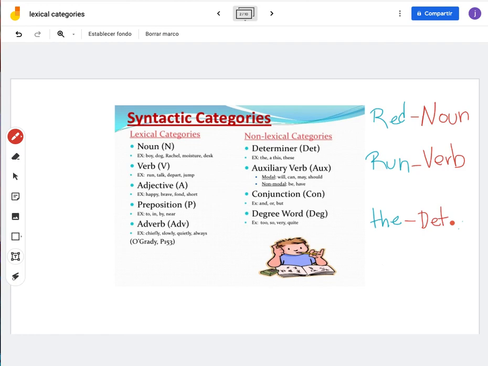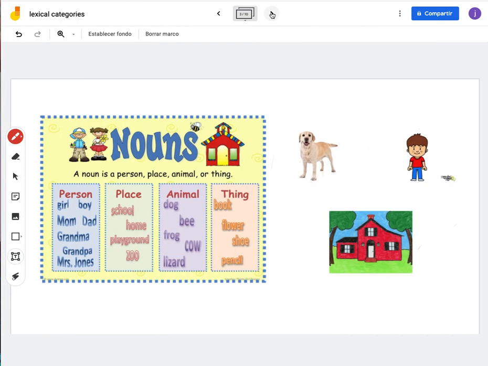So now we are going to analyze every one of the lexical categories, and we are going to start with nouns. Nouns are the way we name things around us. For example, a noun could be a person, place, animal, or thing. Like this: a noun is a person, place, animal, or thing.